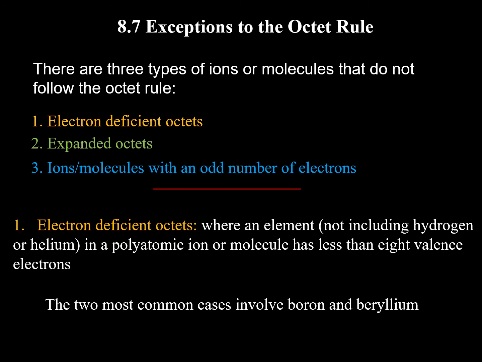So as I said at the beginning, the majority follow the octet rule. There are some exceptions, of course. Electron deficient octets are compounds or elements in a compound that have less than 8, and there are expanded octets where they have more than 8. Let's just talk about a few. The electron deficient octets, where an element has less than 8. The most common ones are with boron as a central atom, beryllium, and I should add aluminum as well.